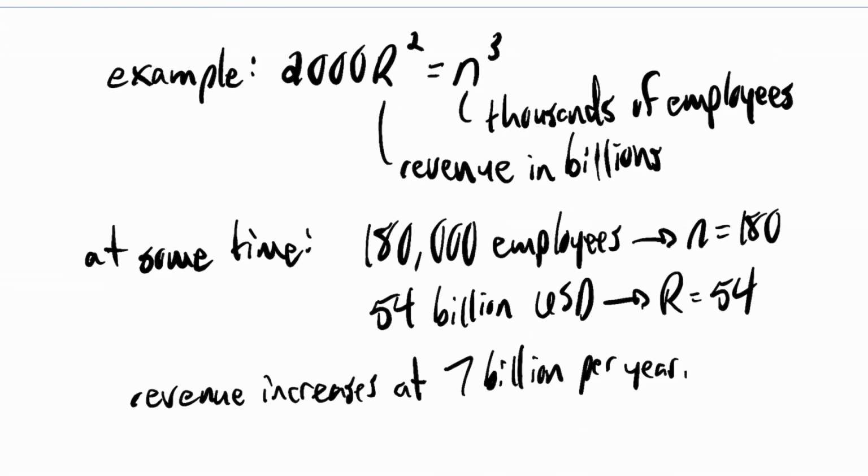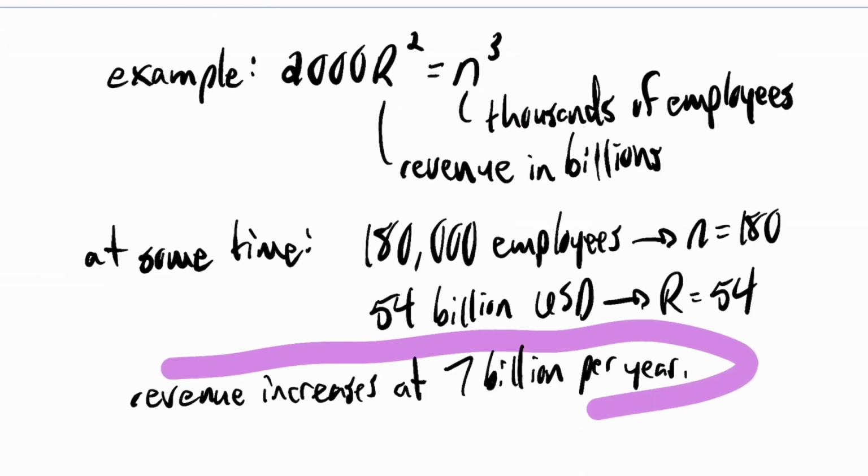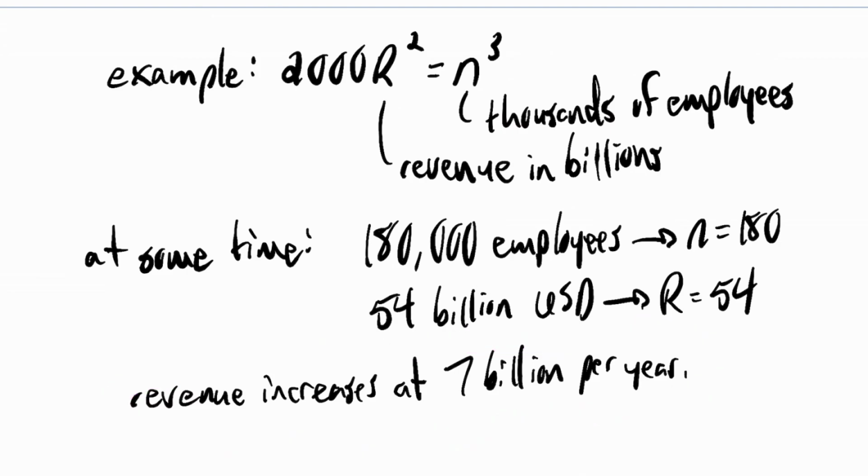Okay. Now this last one is maybe the harder one. What is it that is 7 billion? Well, this is revenue increasing $7 billion per year, so something is 7, right? If you think about it, maybe pause the video and think about it. This is the rate of change in the revenue as a function of time. So this is dr dt. dr dt equals 7, okay?